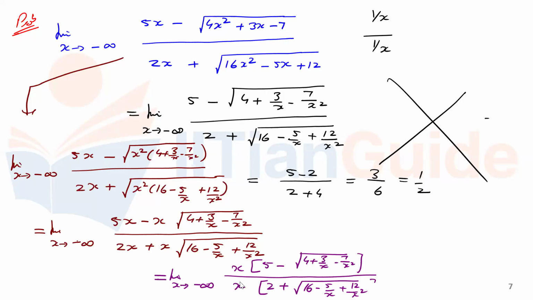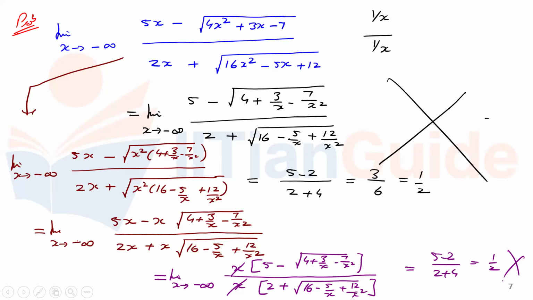Now this x and this x will get cancelled. And if I put x to be minus infinity, I'm getting 5 minus of the minus 0. Okay. 5 minus under root 4, that is 2. 5 minus 2 divided by 2 plus 4. That is 3 by 6 or 1 by 2. But it is wrong. It is wrong.